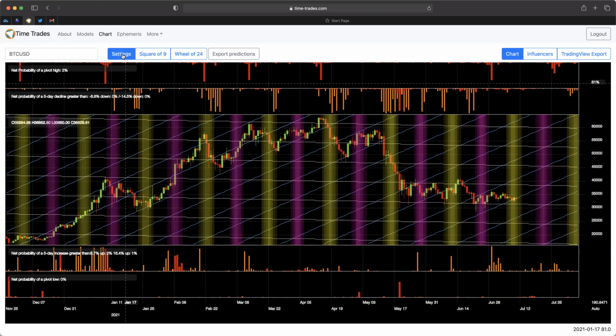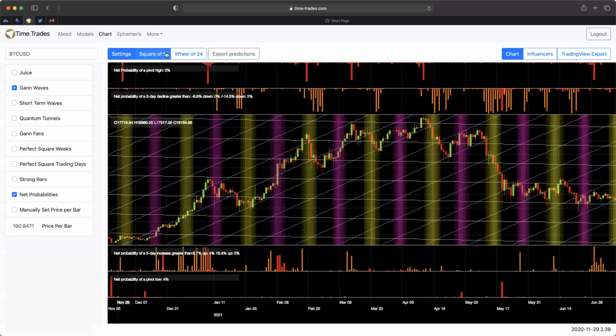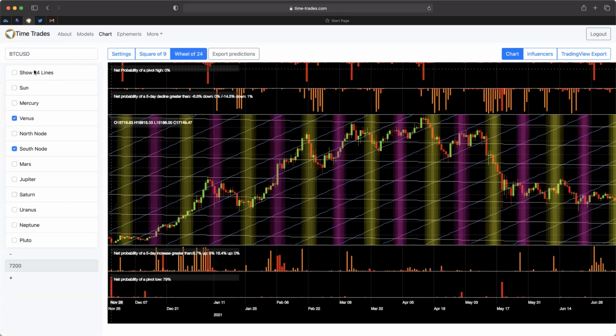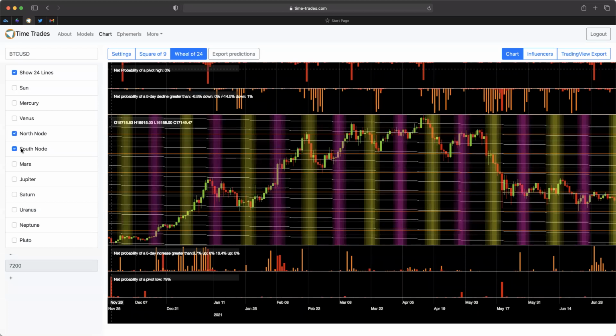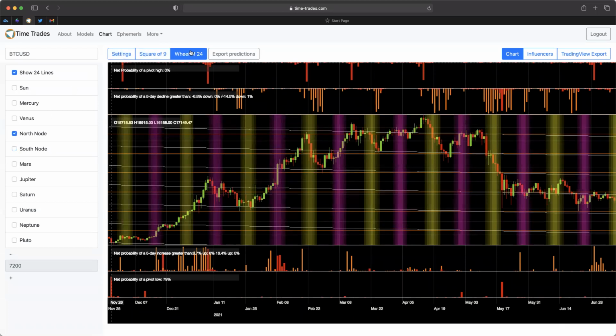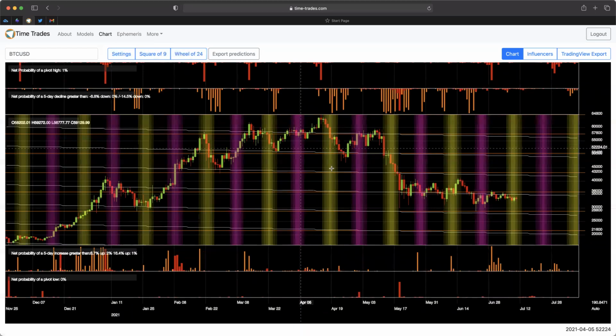The second discovery that was shared with me by a Time Trades user was, go to Wheel of 24. It's when the north node crosses the 24 line. Here the north node is in white and it moves backwards, because the nodes move retrograde in the sky, and the 24 line is orange.